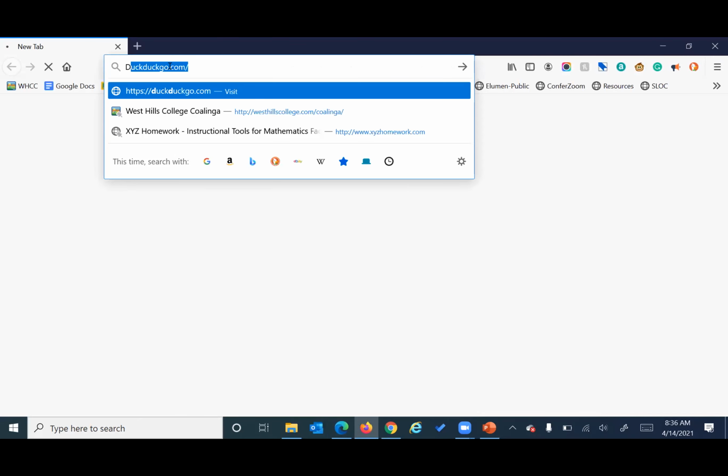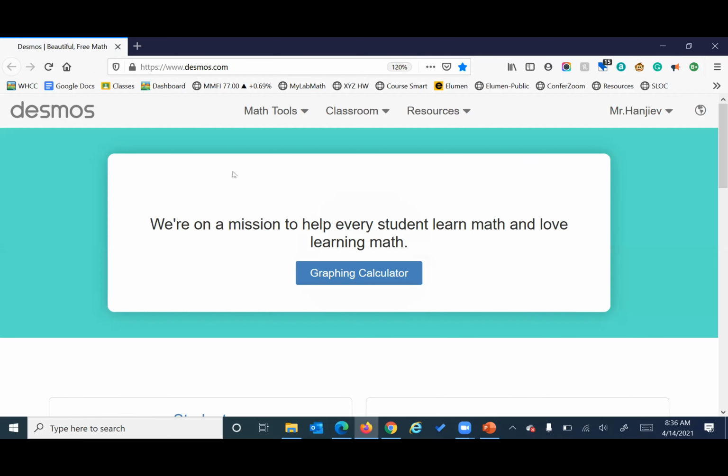Anybody done Desmos before? How many are familiar with Desmos? Yes, when I didn't know how to use my graphing calculator. Cool, okay. So Desmos is an online graphing calculator. It does a pretty good job.